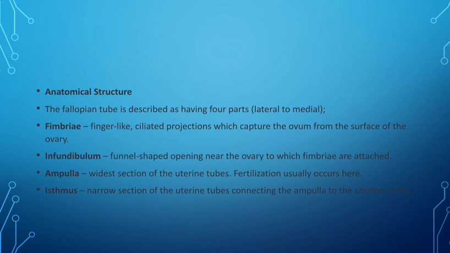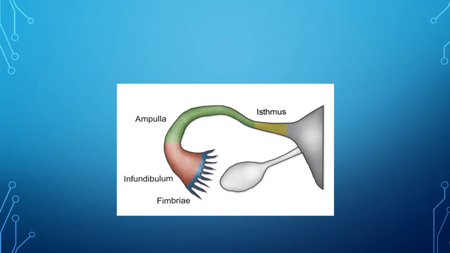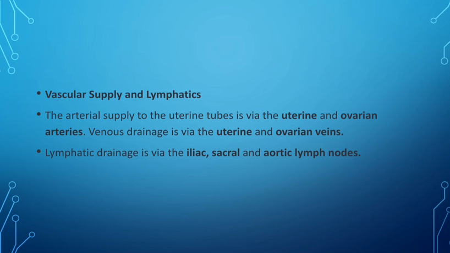Ampulla, this is the widest section of the uterine tube. Fertilization usually occurs here. Isthmus, this is the narrow section of the uterine tube connecting the ampulla to the uterine cavity. As I said before, the fertilization process takes place in the ampulla. The last part is the isthmus, and the finger-like projection is the fimbriae, and next to the fimbriae is the infundibulum.